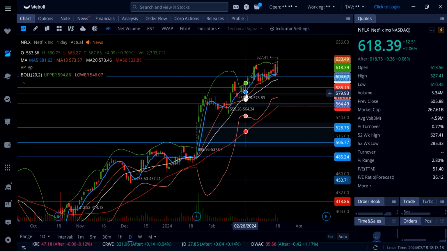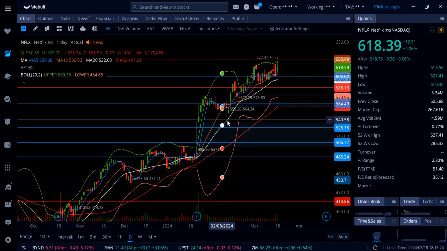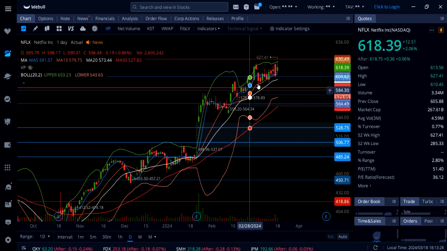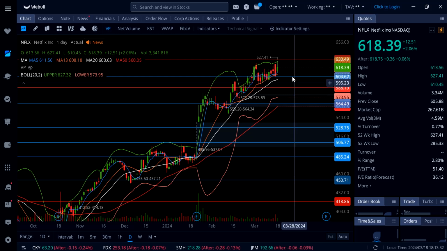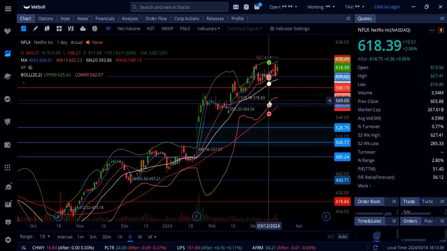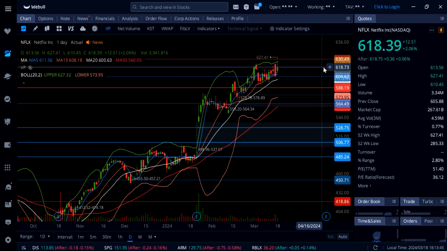Now here on Netflix, we do have strong support now at 611.56, I would say 612, and these moving averages will move up. As long as the stock can trade above all these moving averages, they will continue to move up. And that means what? Tomorrow, 612, and then we have support at 604, all the way down to 600, and then 588. As long as Netflix can stay above 612, then watch out for a move back up to 630.